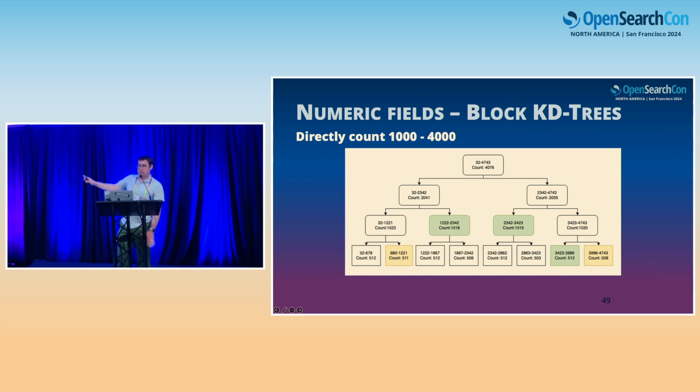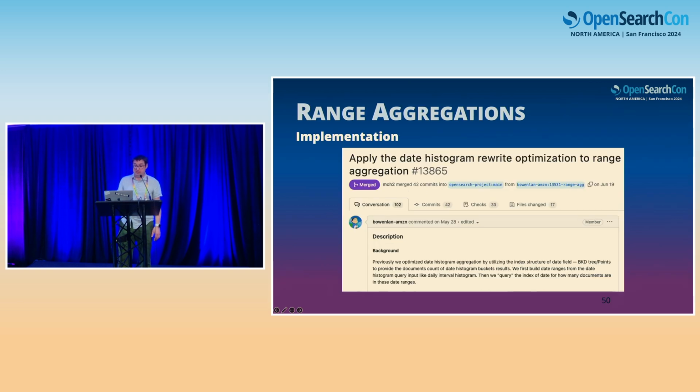And I hope it's clear from these two examples that at most, you only ever need to scan two leaf nodes. You'll never have to iterate through more than two: the one at the beginning and the one at the end. Everything else is going to be entirely within the range, and you just add it in. So that was the implementation that we did, and we were able to speed up range aggregations. Nice.